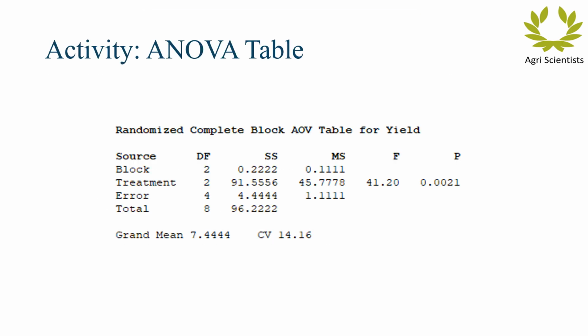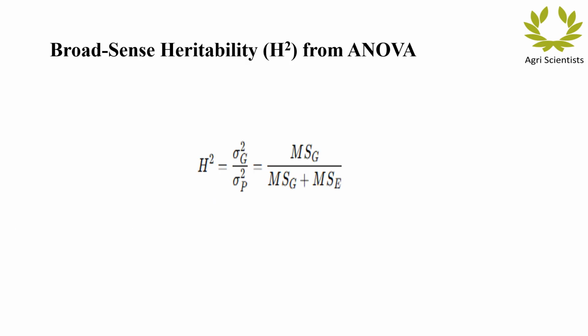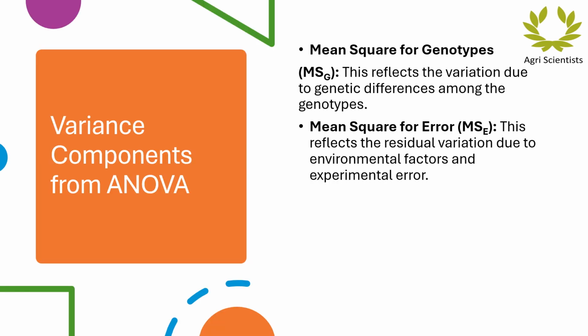This is an example ANOVA table for the calculation of broad sense heritability. To calculate broad sense heritability, estimate the total genetic variance, which is equal to the mean square of genotypes. Total phenotypic variance is equal to the mean square of genotypes plus the mean square error. When we divide the mean square of genotypes by the mean square of genotypes plus the mean square error, we obtain broad sense heritability.